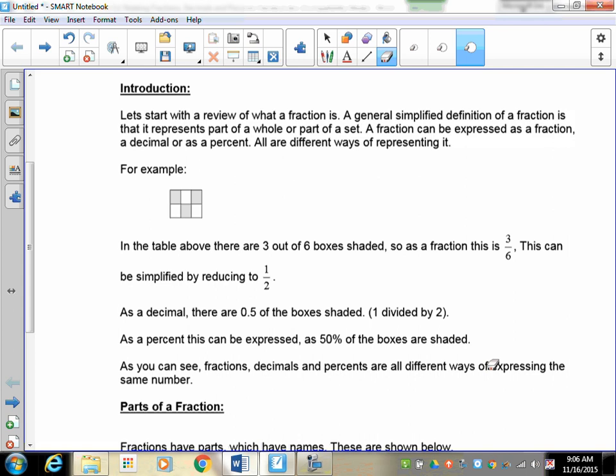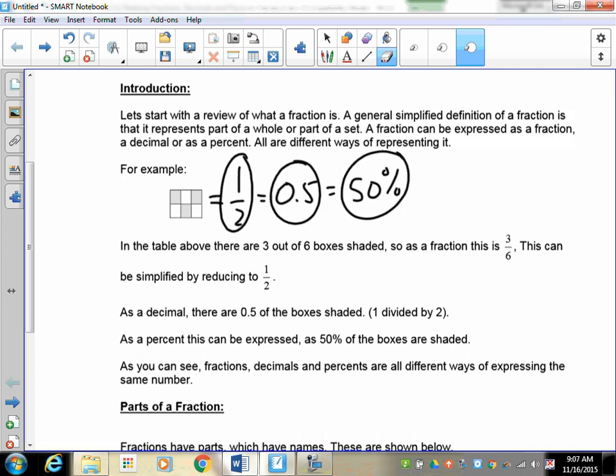Now if you take a look at it as a decimal, 0.5 of the boxes are shaded. That's 1 divided by 2 if you wanted to go that way. And of course, as a percent, we know that 50% of the boxes are shaded. Since the box does not change, and it's equal to 1/2 as a fraction, it's also equal to 0.5 as a decimal, and it's equal to 50%. That means that these have to be equal. So our job is to be able to convert back and forth between all of them.